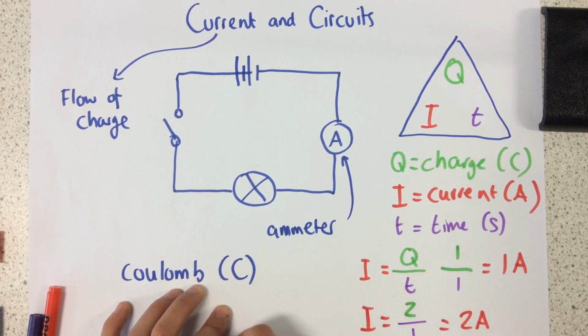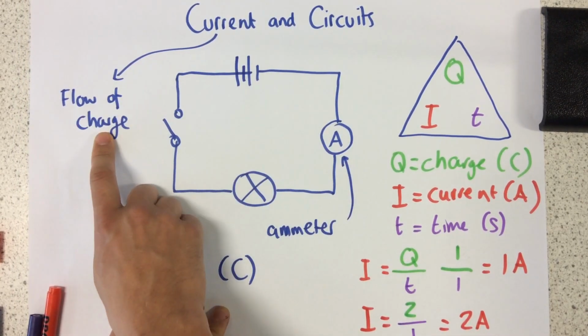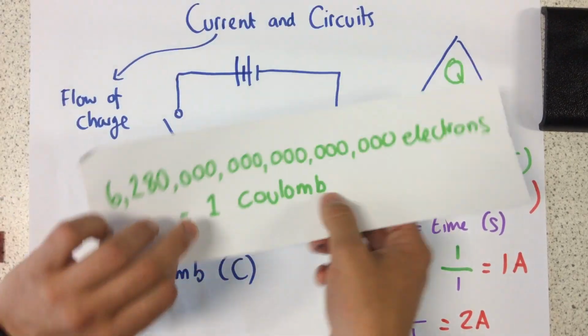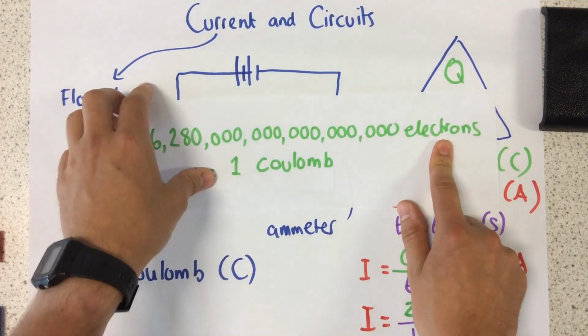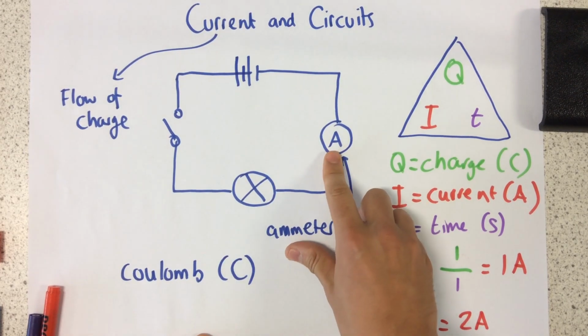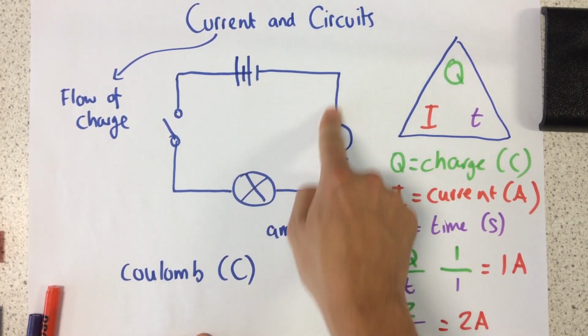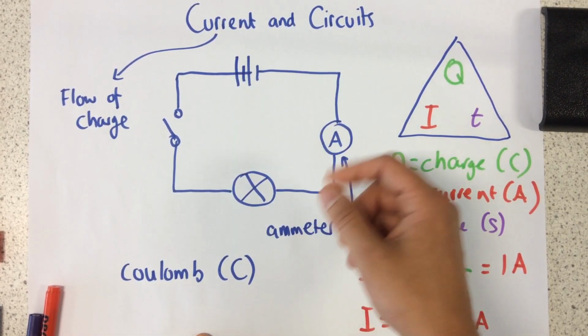So that's basically what current is. Remember, it's the flow of charge. That is what a coulomb is, that many electrons. And what an ammeter does, it reads the current, so it reads how much charge flows past here every single second.